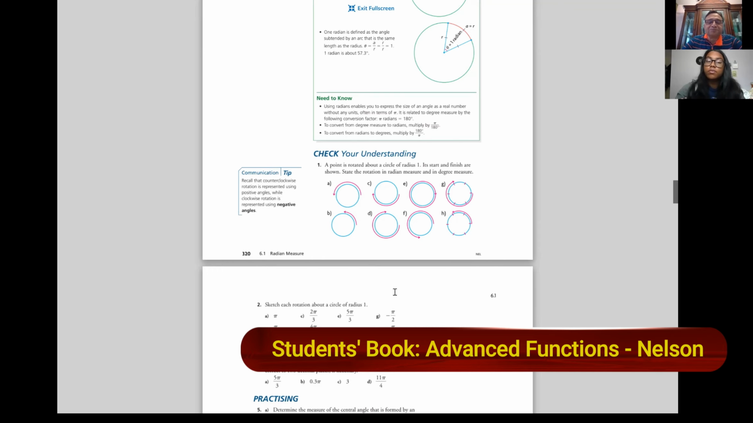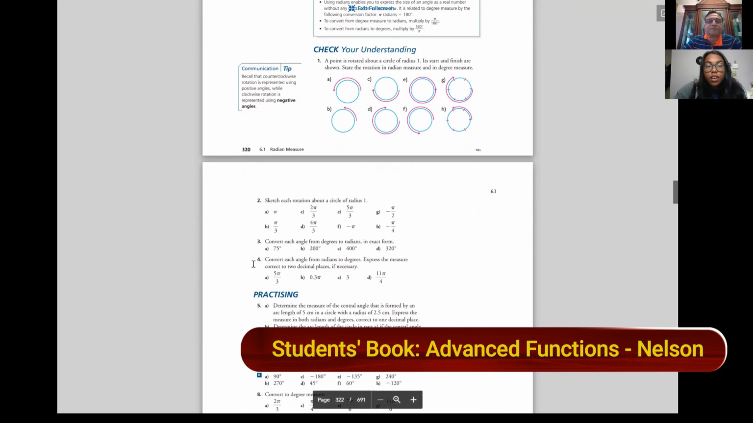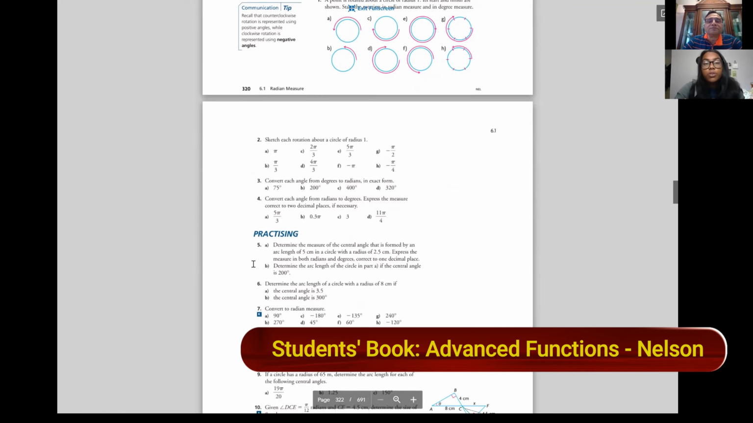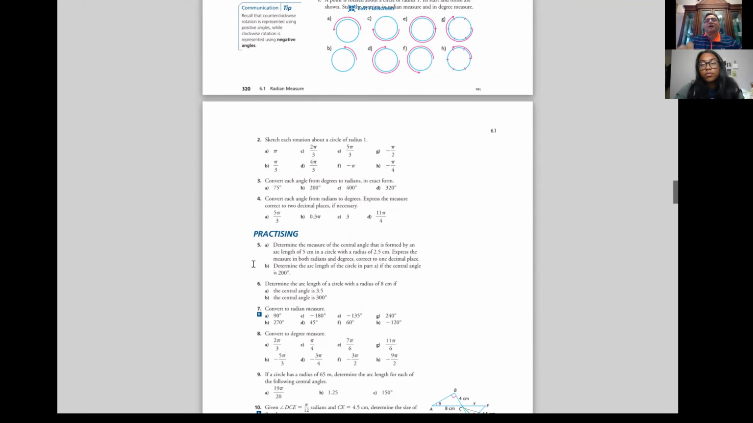Okay, question number 2. Can you please read that question? Sketch each rotation about a circle of radius 1. Simple as that. We just did, right? Approximately, correct? Now, important: if the angle is negative, it follows the same thing. Clockwise is treated as a negative angle and counterclockwise as a positive angle, just as you do in degrees, correct?